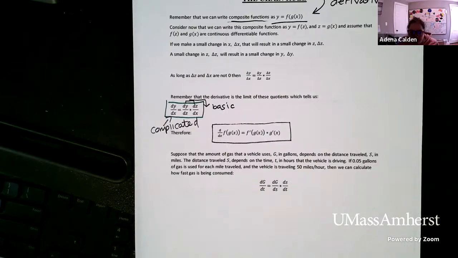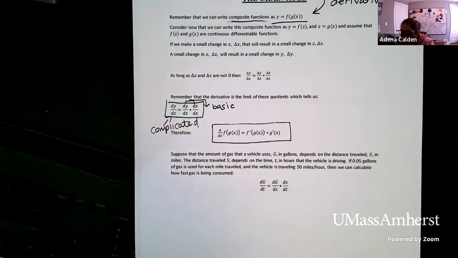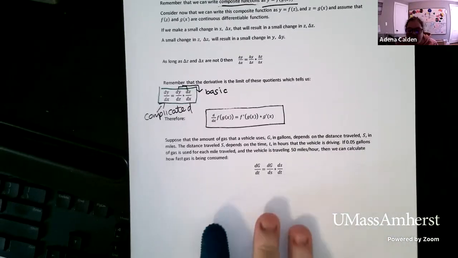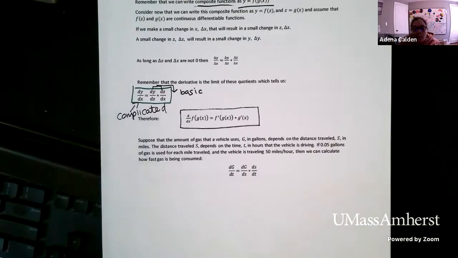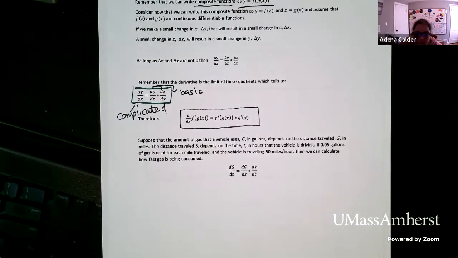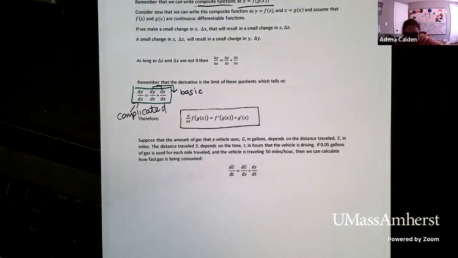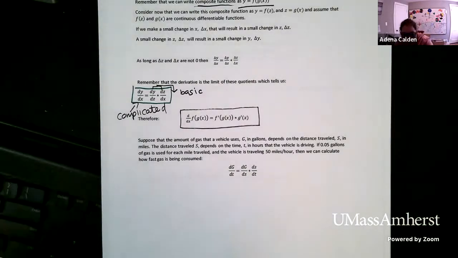Before we get to the big examples that we're going to start working through, I want to give you a scenario of why we would want to think about things this way and what kind of information we can get. Suppose that the amount of gas that a vehicle uses, G, in gallons, depends on the distance traveled S in miles. That makes total sense. The amount of gas you use depends on how far you've gone. The distance traveled S depends on time T in hours that the vehicle is moving. So how far you go depends on how long you drive.